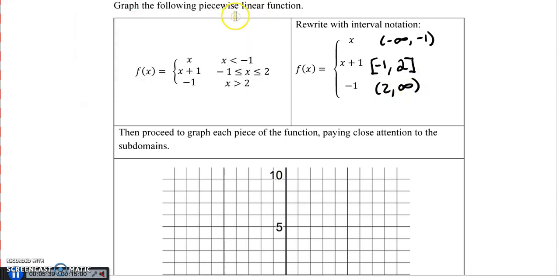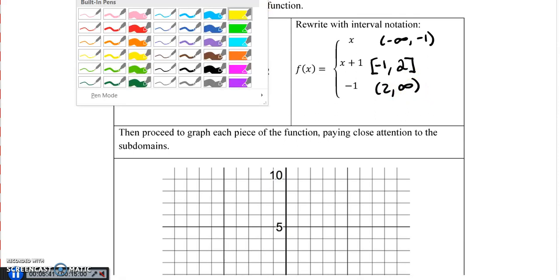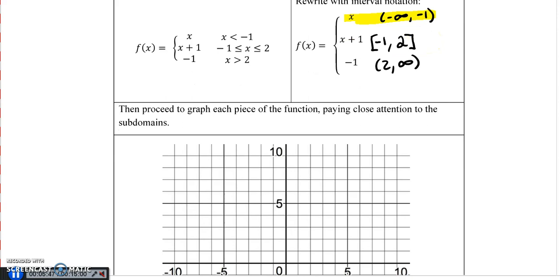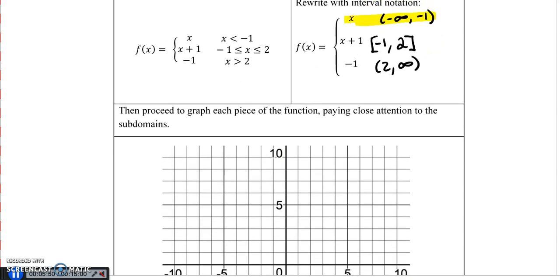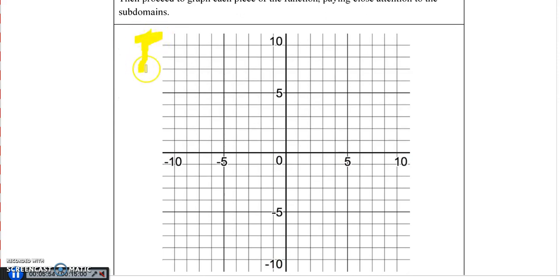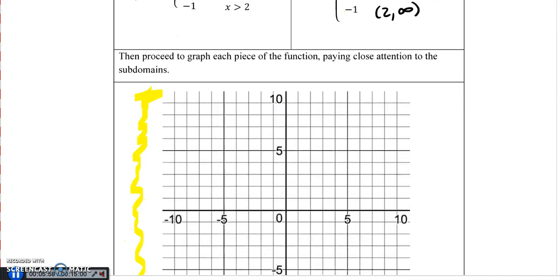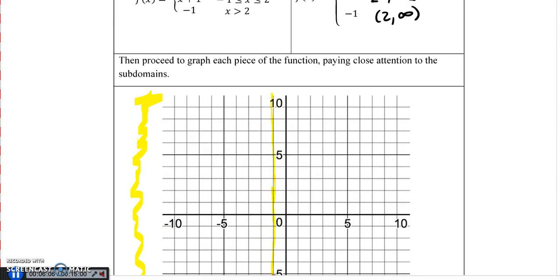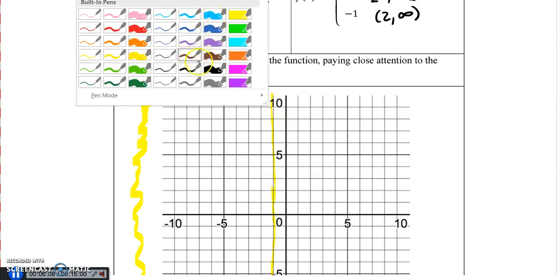Now, what I would do if I were you is use a different color for each of these. However many pieces you have, that's how many colors you want to use. So first, yellow is going to be x, from negative infinity, so off the graph somewhere, to -1. And again, these are x values. Can't stress that enough.